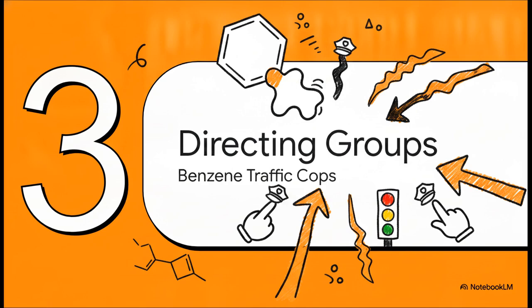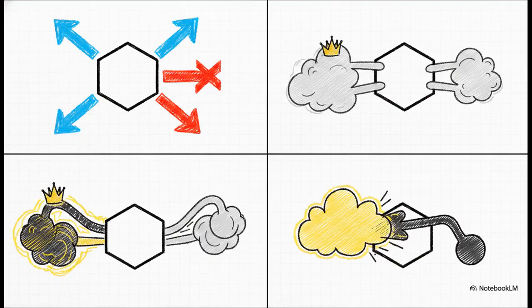Okay, Section 3, directing groups in benzene. So once we finally have a substituent attached to our benzene ring, that first group essentially acts like a traffic cop. It dictates exactly where the next incoming group is allowed to attach. We can distill all the complex reaction mappings from the source notes into 4 golden rules.